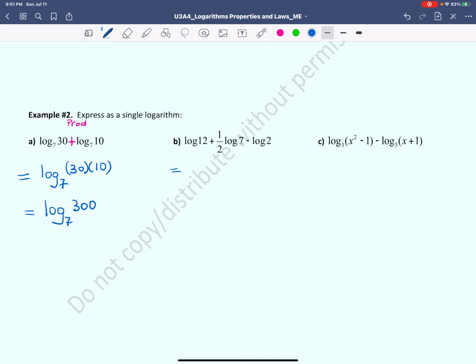Next. As you see here, you don't see any bases. That means that the base is 10. You don't have to continue writing. It's implied, right? So we know it's 10. So we have log with base 10 of 12. So I'll leave it as log 12 for now. There is not much to do. Notice how here we have a coefficient. For us to combine log terms, we need to have a coefficient of 1. So this coefficient will come inside the log and become a power. So we'll write this as log with base 10, 7 to the power of 1/2. And then minus log with base 10 of 2.